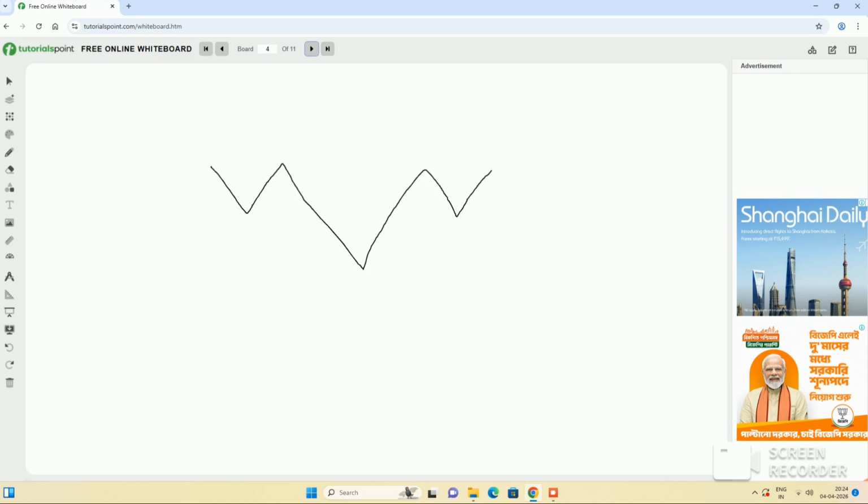Coming to the next, this is called the inverted head and shoulders pattern. That means this is a bullish pattern. Actually there is a left shoulder, head and right shoulder. This is a bullish pattern, and according to technical analysis, the market should go up whenever this pattern forms.